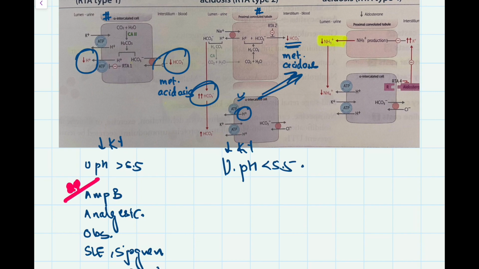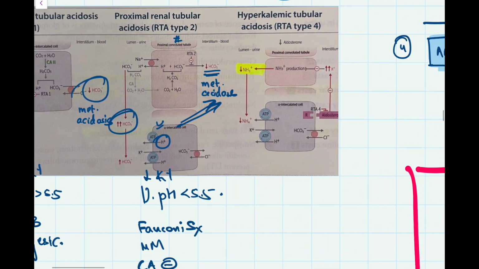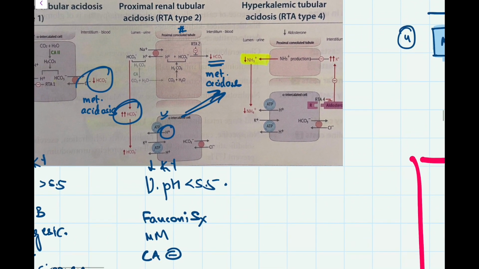The causes for RTA are Fanconi syndrome, which we studied earlier, right, multiple myeloma, or carbonic anhydrase deficiency. It is associated with increased risk of hypophosphatemic rickets. Basically, if you think about type 2 proximal renal tubular acidosis, then think about Fanconi syndrome, right?